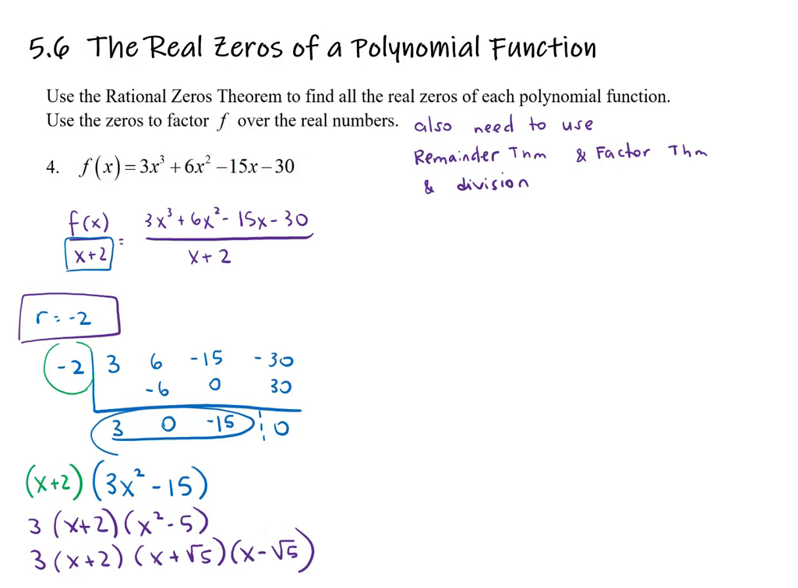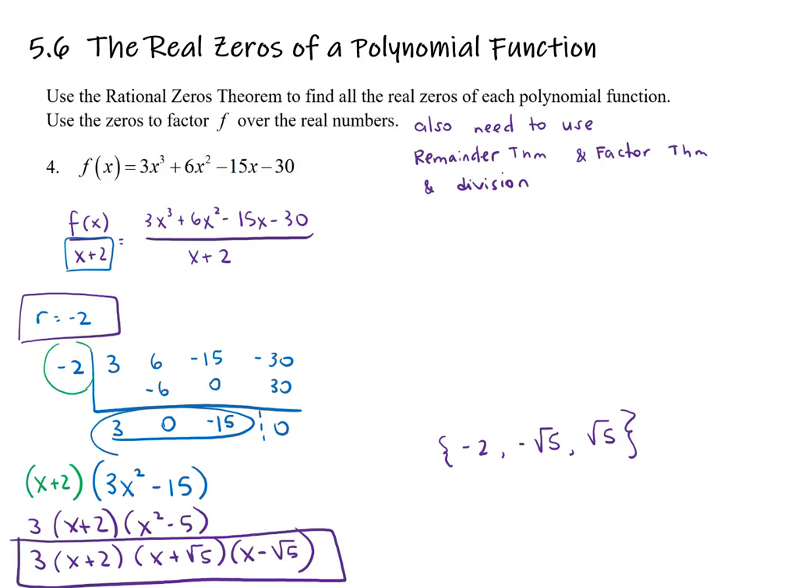So even though we used the rational zeros theorem, we found all the real zeros, like the question asked about. All the real zeros are -2, which is our rational one, negative radical 5, and radical 5 as our irrational ones. And then we've also done the factoring over the real numbers, like the question asked, and so we've done everything that we've been asked to do by finding the real zeros and by factoring.